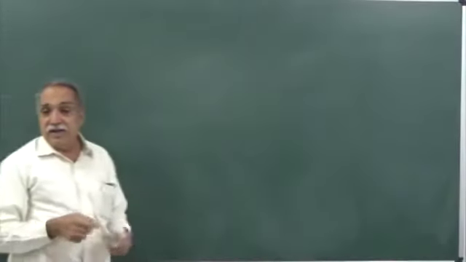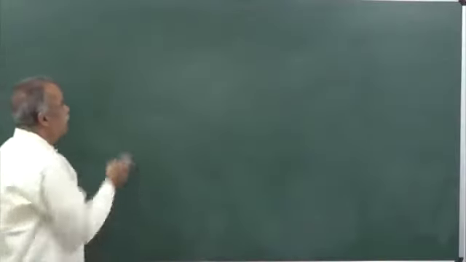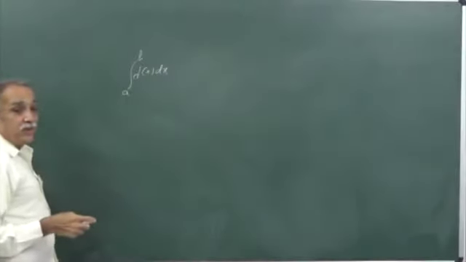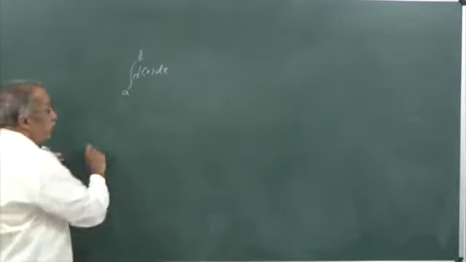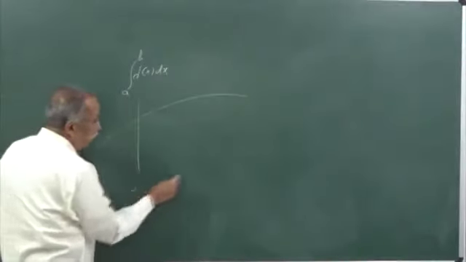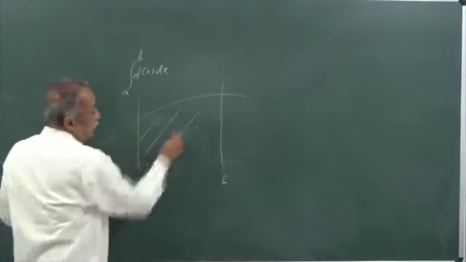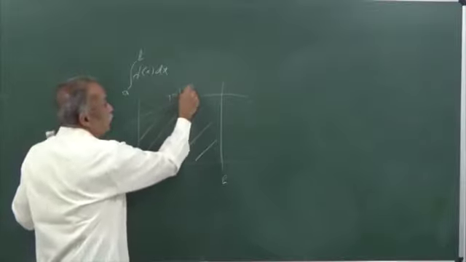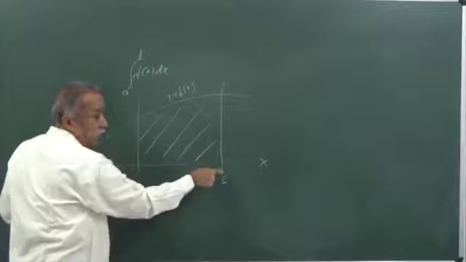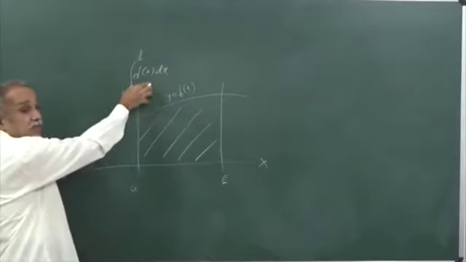Before proceeding, a geometric meaning for definite integral. Geometrically, the integral from a to b of f of x dx represents the area bounded by the graph of y equal to f of x, the ordinates at x equal to a, x equal to b, and the x-axis. If this is the graph of y equal to f of x, this is the x-axis, these are the ordinates at x equal to a and x equal to b, this area is represented by this definite integral.